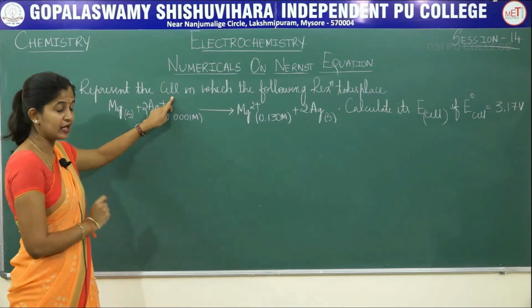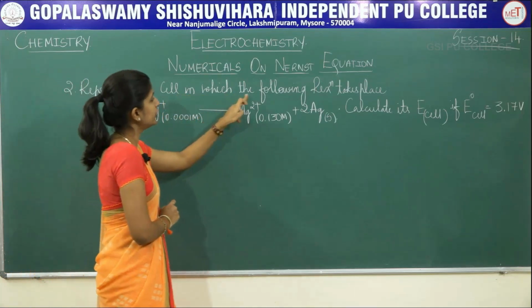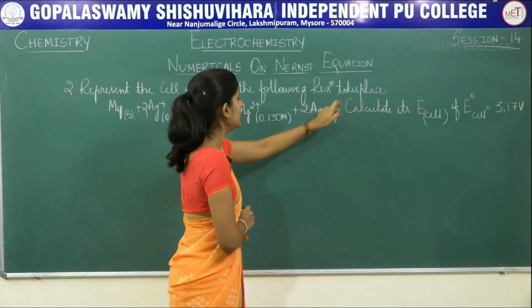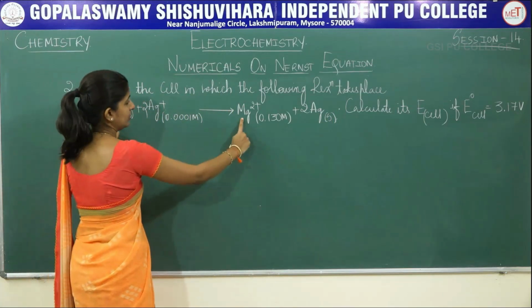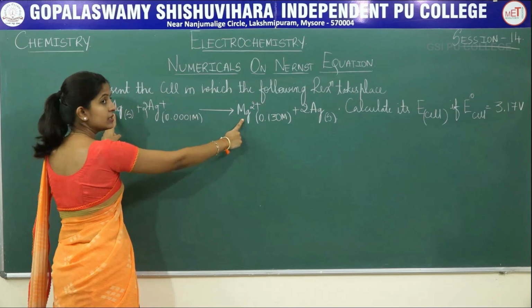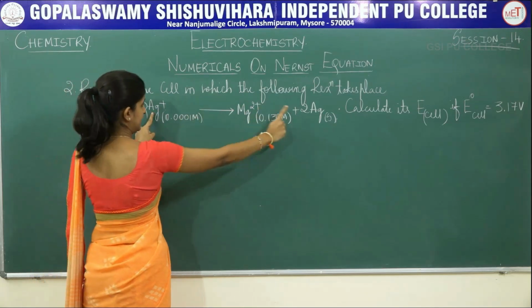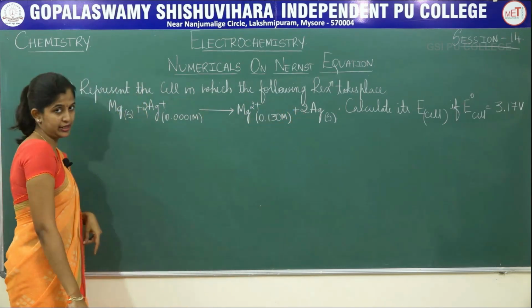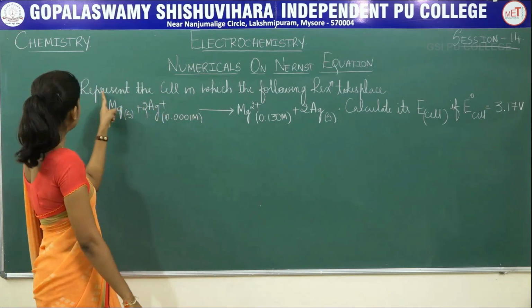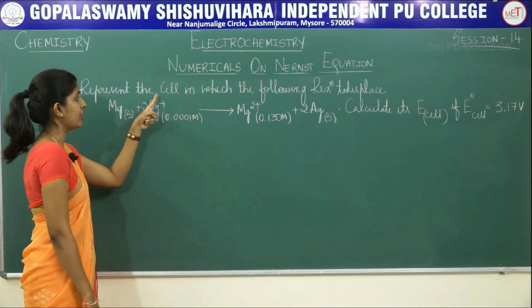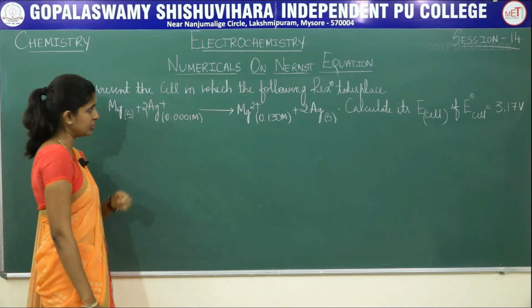You have to write a cell representation in which the following reaction takes place. The reaction is this one: magnesium is losing electrons, which means it is oxidizing. Silver is gaining electrons, which means it is reducing. So this is the reaction. They have given the cell reaction. You have to write the cell representation for this reaction.